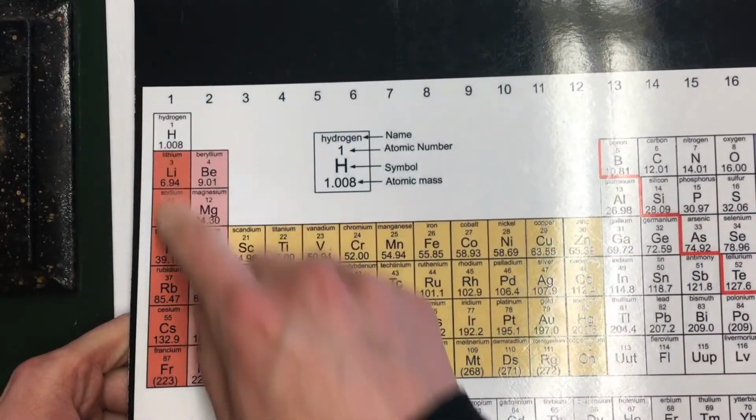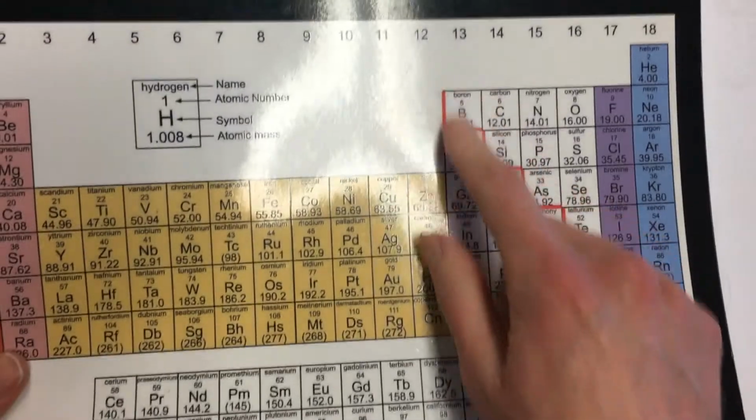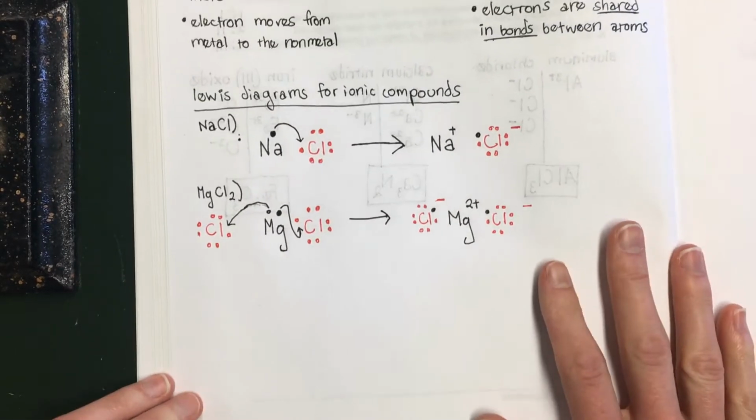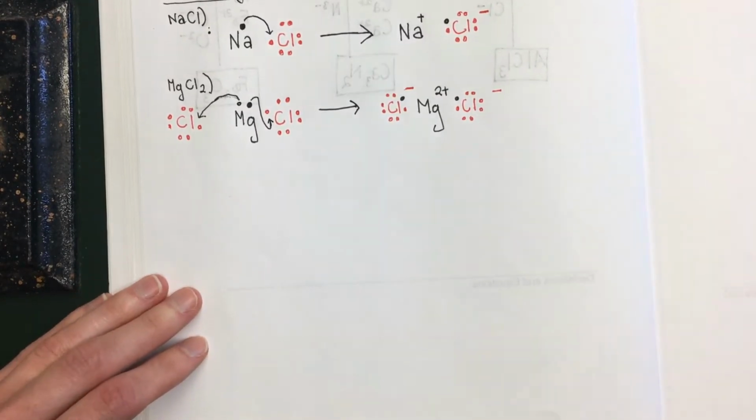You guys remember how to find the charges of the elements? It goes +1, +2. So we know magnesium would be a +2. +3, skip, -3, -2, -1, skip. All right, so that's Lewis diagrams for ionic compounds.